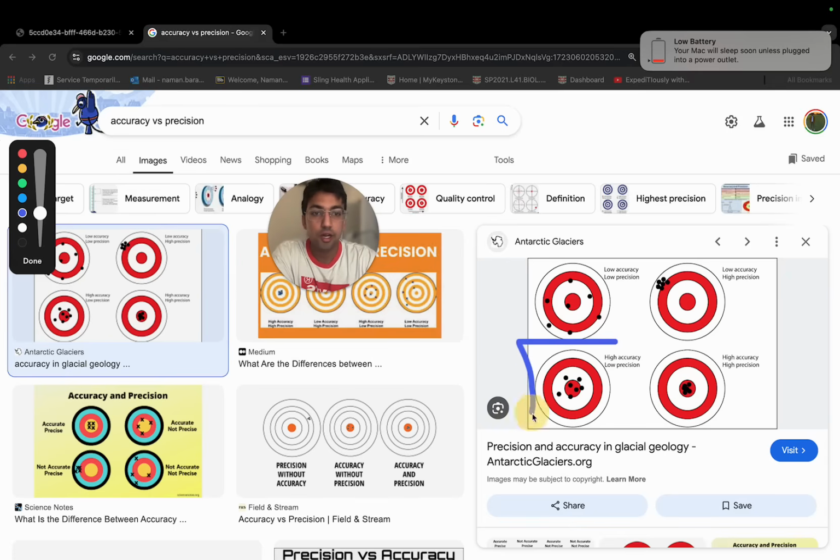This is high accuracy, low precision. This is low accuracy, high precision. So accuracy is how close you get to the target. Precision is how close the different trials get to each other.